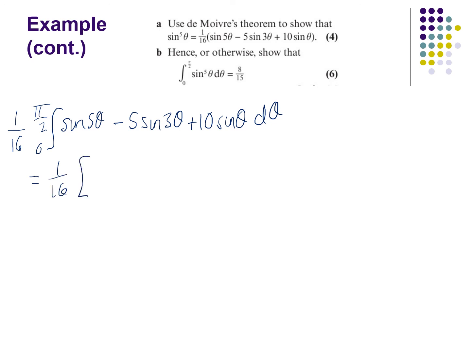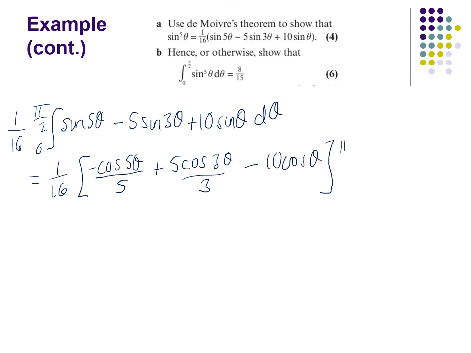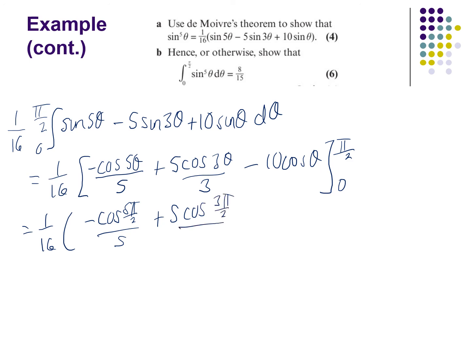Now, you've not done a lot of trig integration, but it's reverse of differentiation. Okay, so sine goes to minus cos, so you get minus cos 5 theta. Remember, with differentiation, you times by 5, so with integration, you divide by 5. So that's 5 cos 3 theta over 3, minus 10 cos theta. So you're applying your limits mark here, okay, and you get minus cos 5 pi over 2 over 5 plus 5 cos 3 pi over 2 over 3 minus 10 cos pi by 2.